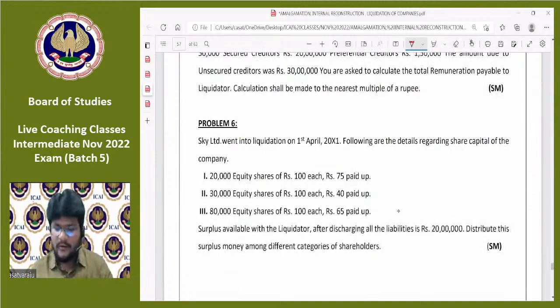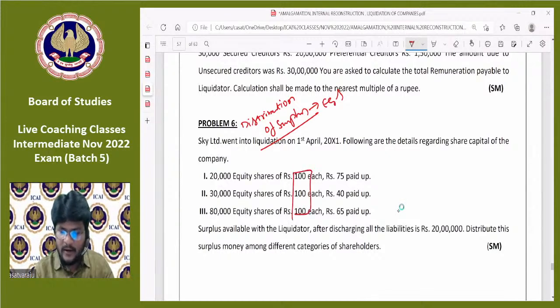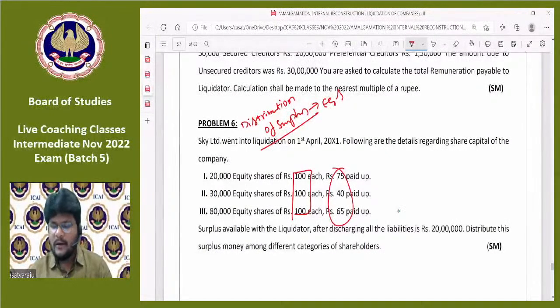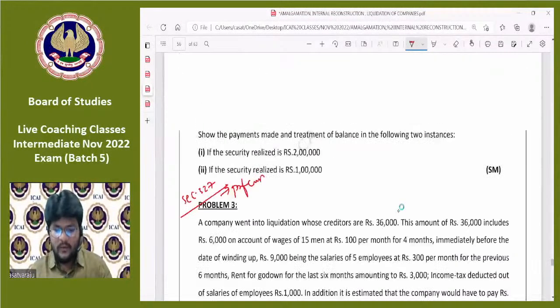Problem number 6 is related to distribution of surplus among the equity shareholders when the face values are equal, but there is a difference in paid up values. Am I right? There are actually two methods possible. One method is distribution of deficit, and another method is the notional call method. According to your choice, you can select the appropriate method. That is problem number 6. In the last class we completed up to this portion.